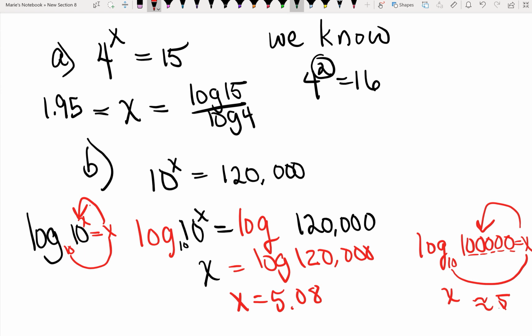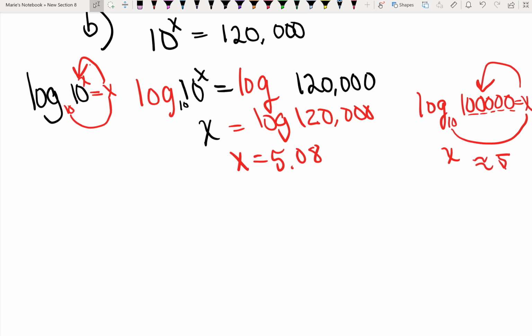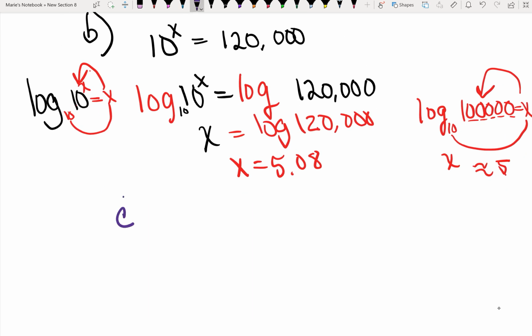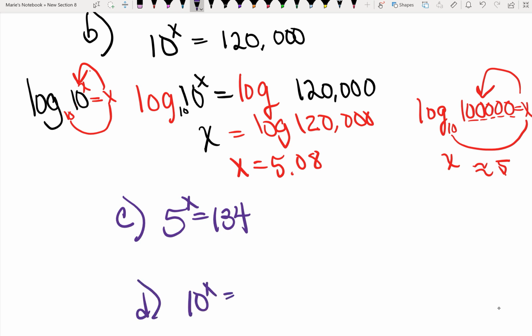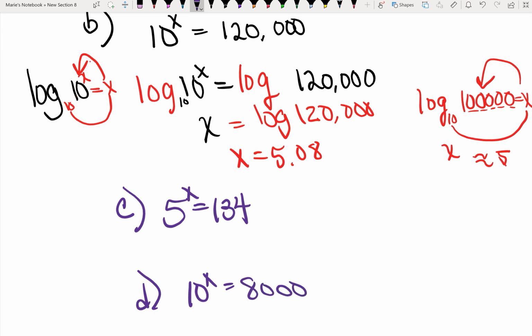Here's what I want you to do. Let's try 2 more examples. We'll call them C and D respectively. In example C, I have 5 to the x is equivalent to 134, and in D, I have 10 to the x is equal to 8,000. I'll give you a minute to do that.